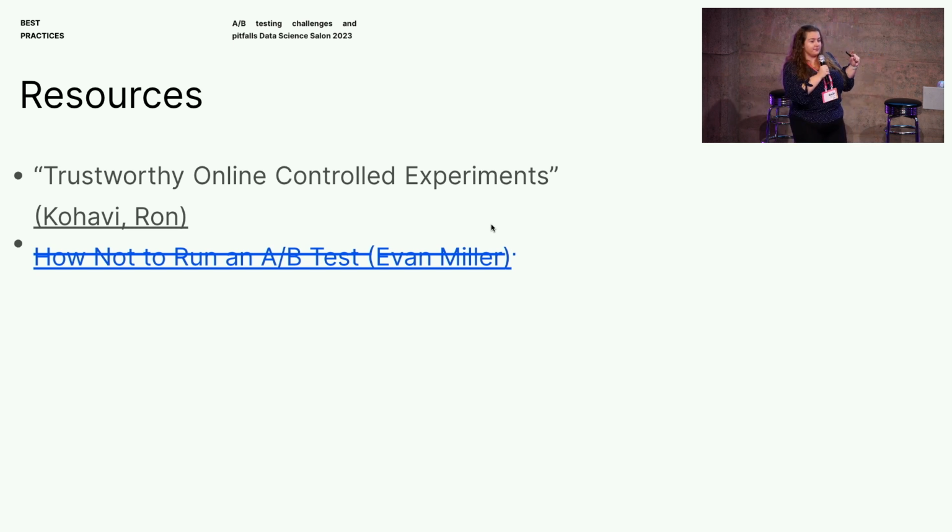And then another really good article that I've enjoyed is How Not to Run an A/B Test from Evan Miller. He also has a lot of tools that help you calculate sample sizes or even run chi-square tests and t-tests very easily.